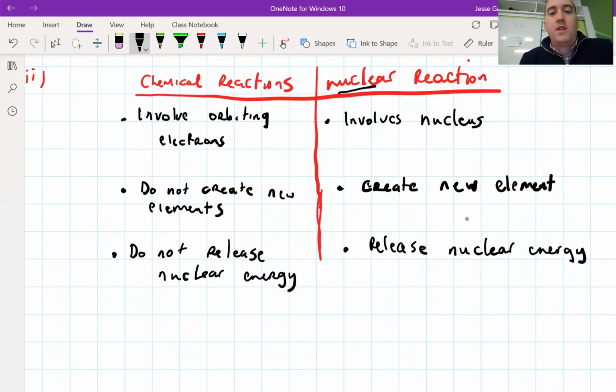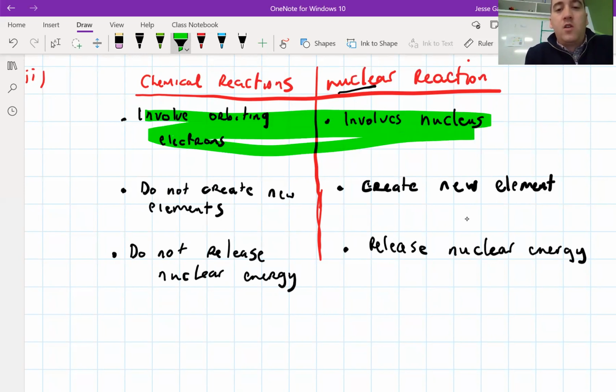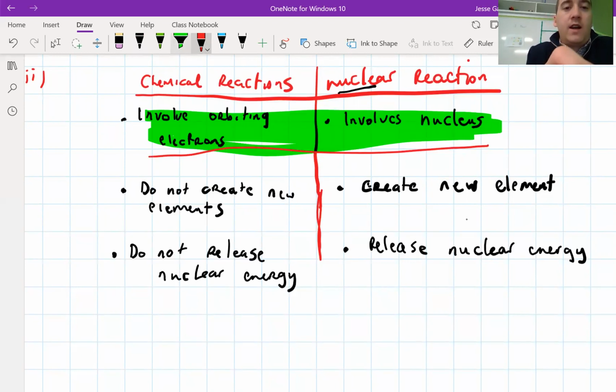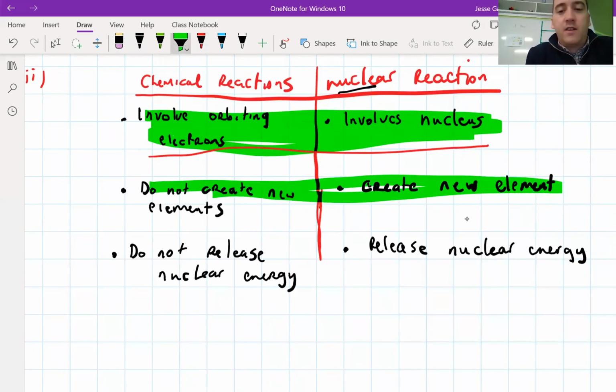Okay. All right, so hopefully you've got at least two of those differences. A reminder that when you're talking about difference, you should have both. You should explain it on both the chemical reaction and the nuclear reaction side. Okay, so these are matches. That's one difference. So this here shows only one difference, even though we've written two things. And then this is a second difference, this whole thing.